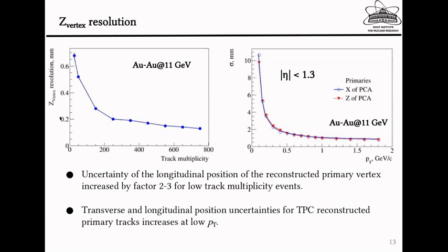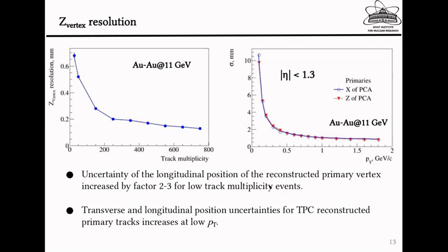On the right, I show you the transverse and the longitudinal position uncertainties at PCA. For high PT tracks, it gives around 1 to 1.5 mm of uncertainty, but at low PT tracks, it worsens quite a lot.